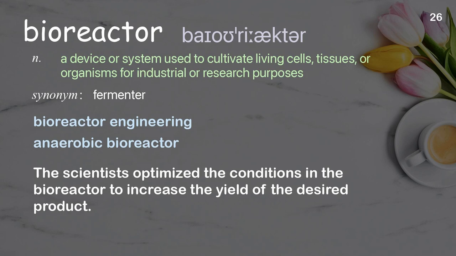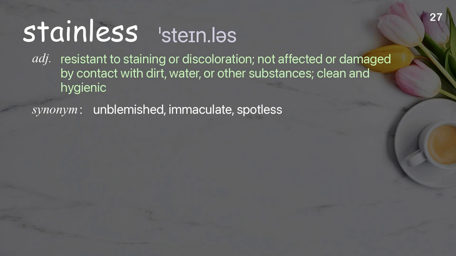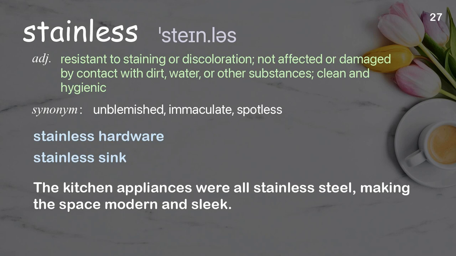Stainless. Resistant to staining or discoloration, not affected or damaged by contact with dirt, water, or other substances, clean and hygienic. Examples: Stainless hardware. Stainless sink. The kitchen appliances were all stainless steel, making the space modern and sleek.